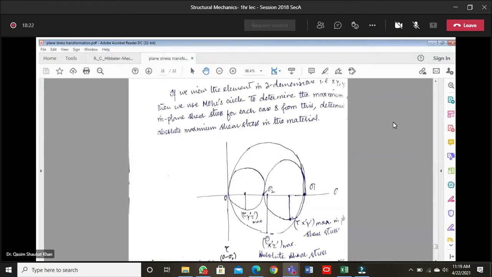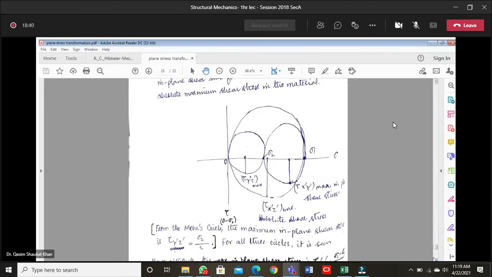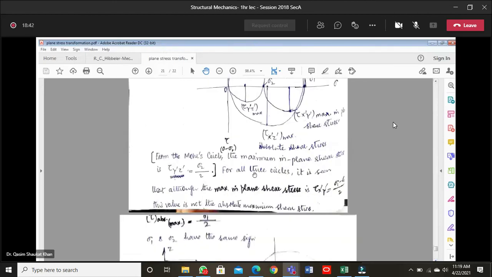And my absolute maximum shear stress will be the case in which you have the shear value of the shear stress. Okay. Now, written this that for all circles it can be seen that the maximum in-plane shear stress is the one which will include the x-y plane, and it will include maximum principal stresses.